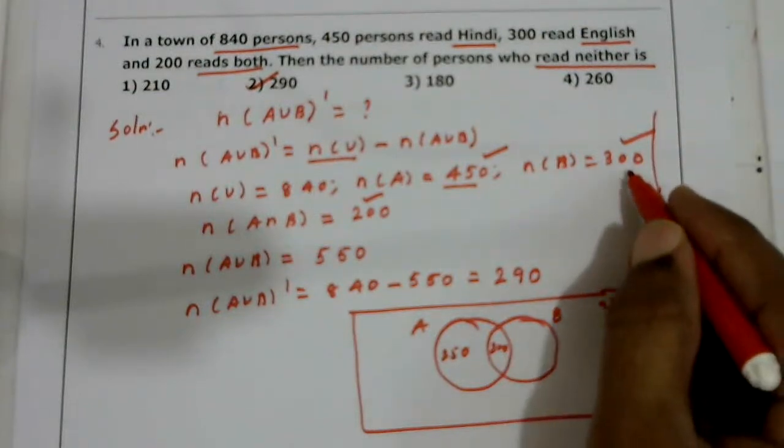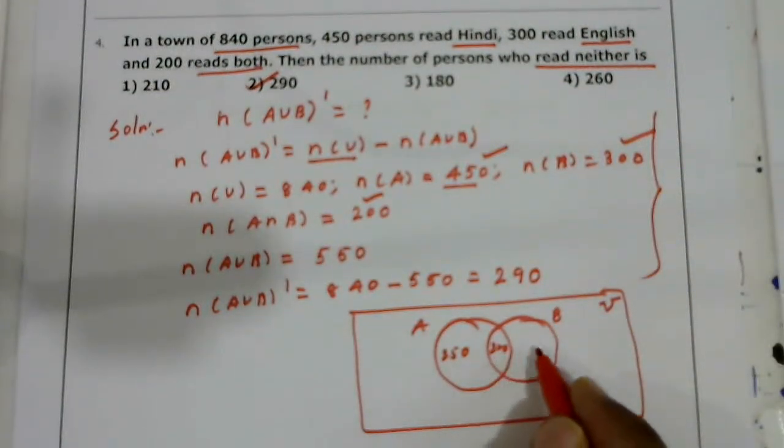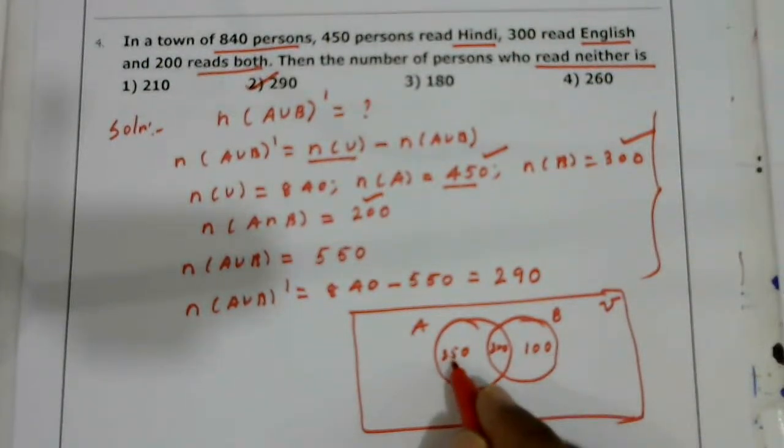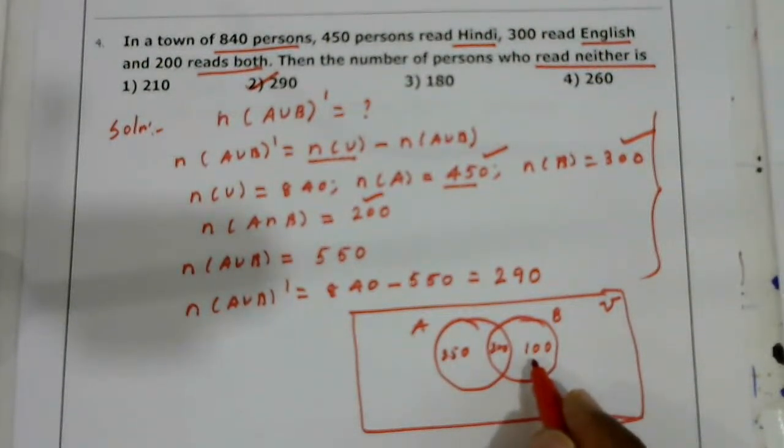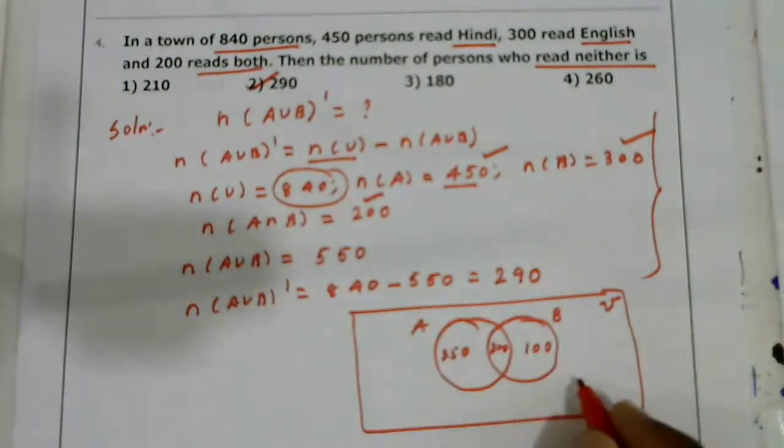What is B? 300. Already I wrote 200 here. So how much to write here? Only 100. So if you add all these three, it is 250 plus 200 plus 100, it is 550. 840 minus 550 gives 290. That is neither A nor B. It is the outside part, right?